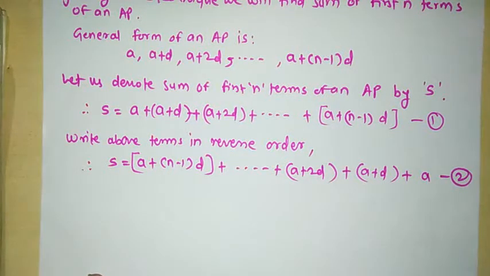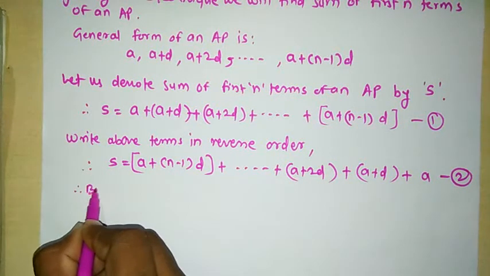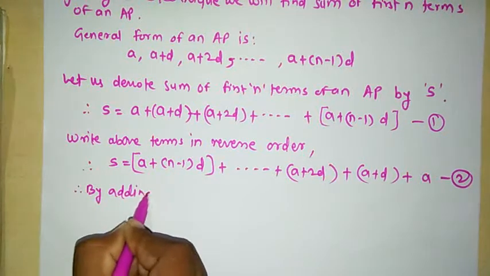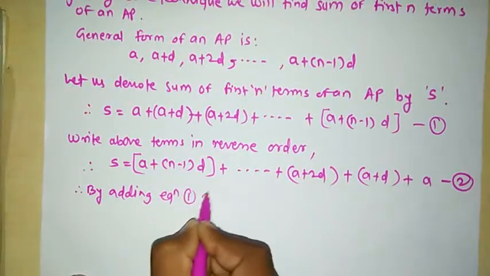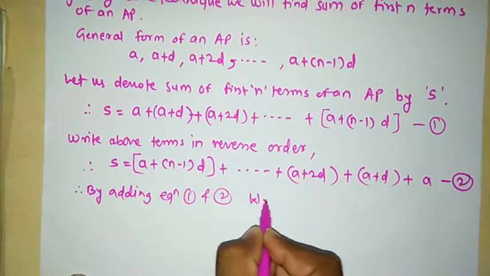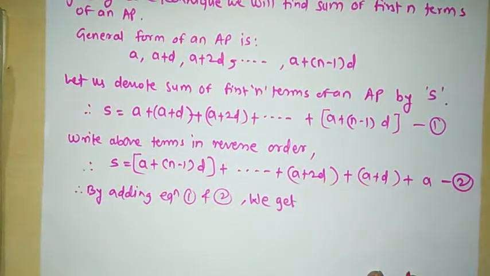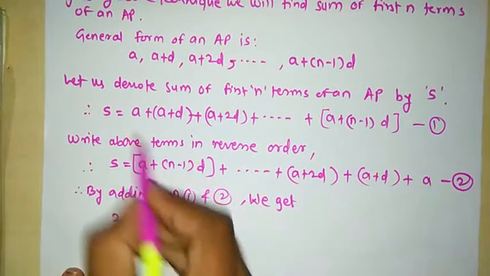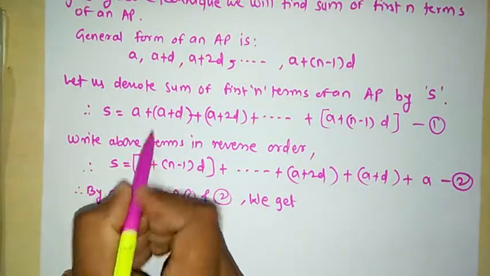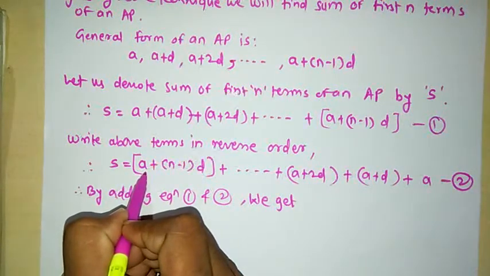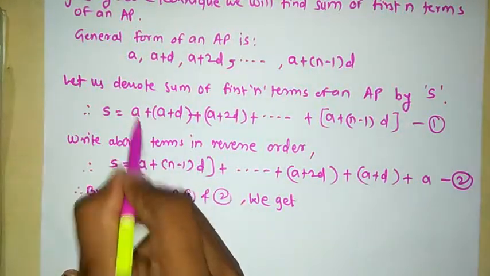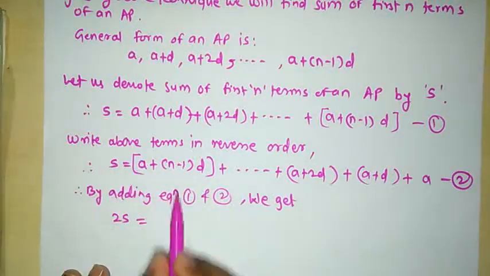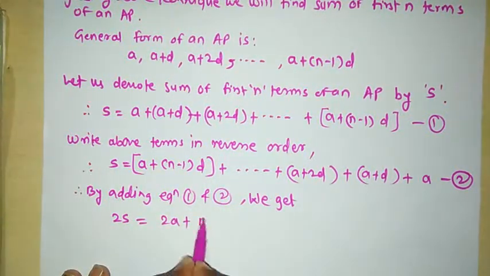Now what we have done in the above example is we have added equation number 1 and 2. Therefore, by adding equations 1 and 2, we get S plus S, that is 2S, is equal to: now the first term and this last term we have to add, A plus A, that is 2A plus n minus 1 into D. Now we add this and this one, A plus A will become 2A plus n minus 1 into D as it is.